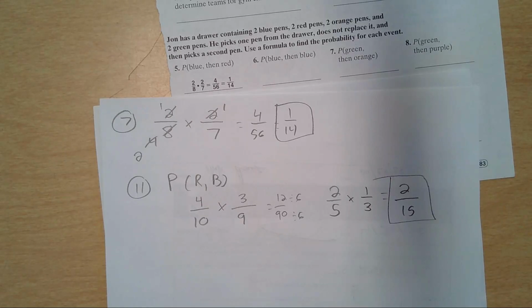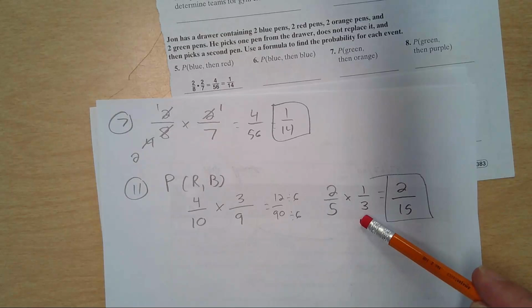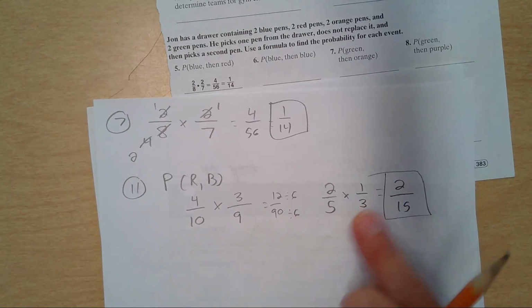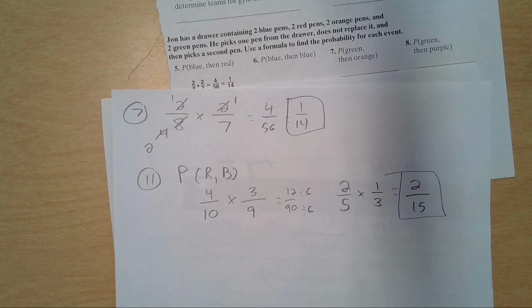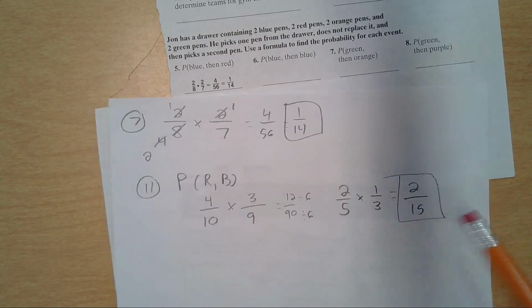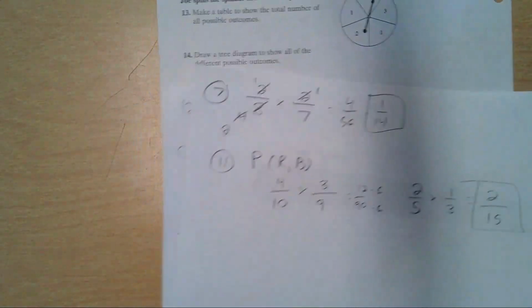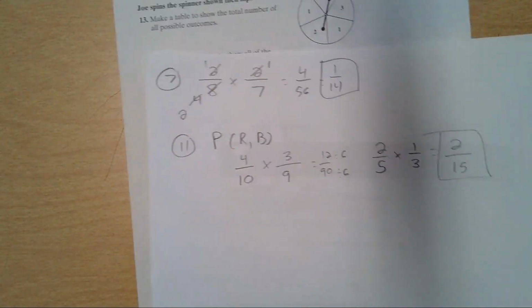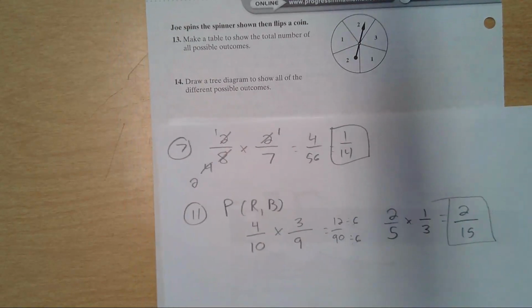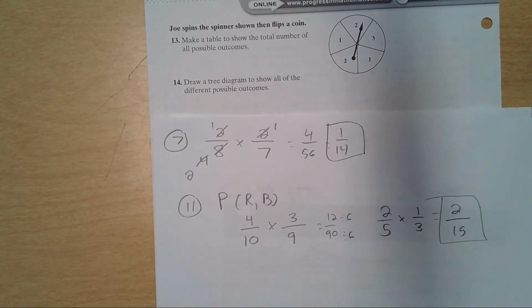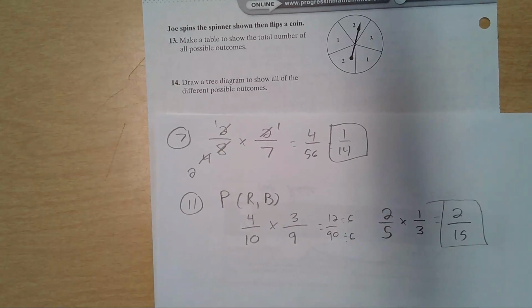But personally, I tend to write simplified fractions. If I can just simplify these right away, I just do it for the math part. Smaller numbers are always easier to work with. But totally up to you guys what you want to do. 2 over 15. Good with that? Great. All right, 13, make a table. All right. 14, draw a tree diagram to show all the different outcomes here.